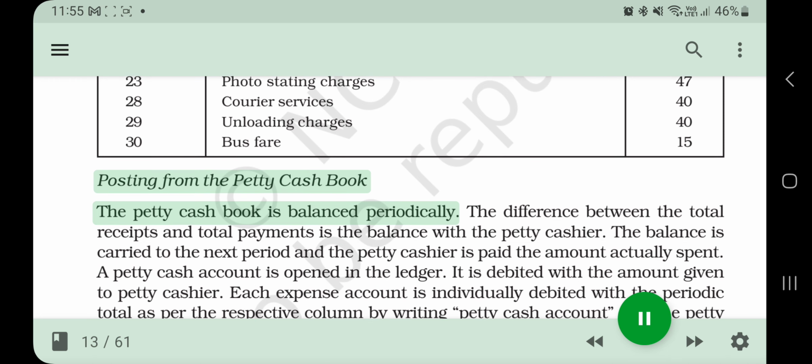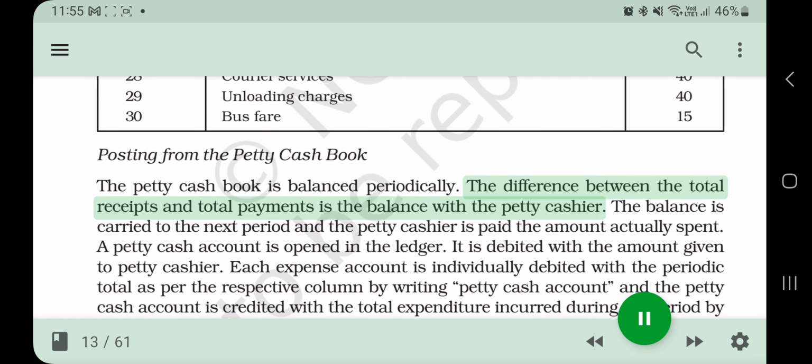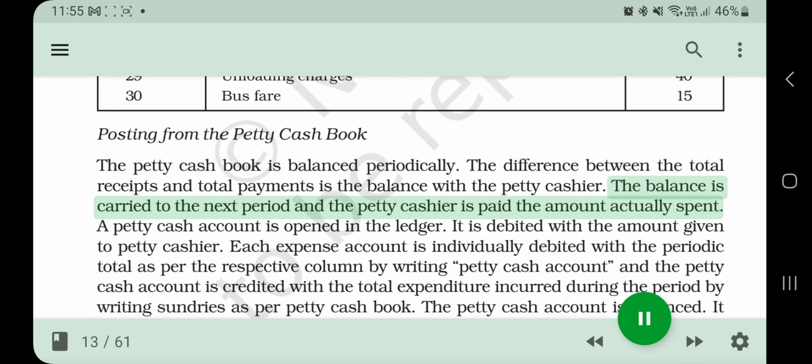Posting from the petty cash book. The petty cash book is balanced periodically. The difference between the total receipts and total payments is the balance with the petty cashier. The balance is carried to the next period and the petty cashier is paid the amount actually spent.